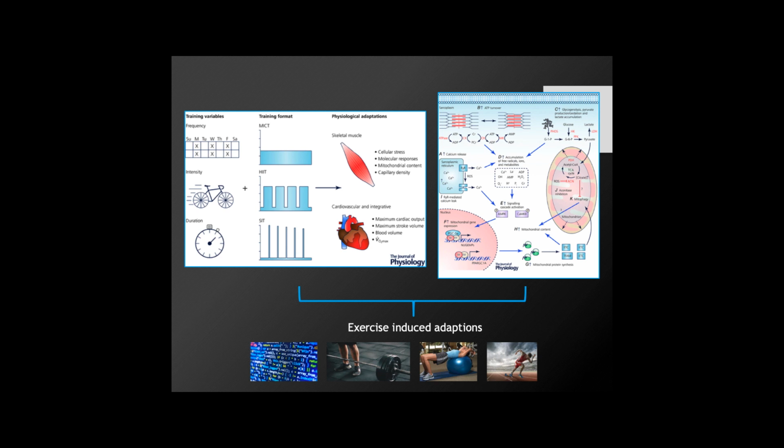So some of the adaptations that can occur with these types of training modalities is, well, they're all gonna add cellular stress to the skeletal muscle, right? And that stress is a good thing because that stress is gonna cause intracellular changes, which is therefore going to cause adaptations to the muscle. So we're gonna have cellular stress and a molecular response to that cellular stress. Some of these things might be an increase in mitochondria content. So we might get more mitochondria. That would make sense if we're doing this type of exercise.